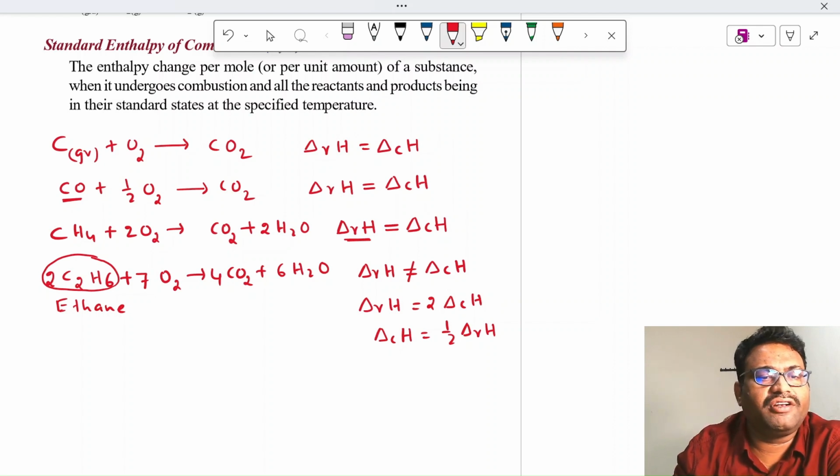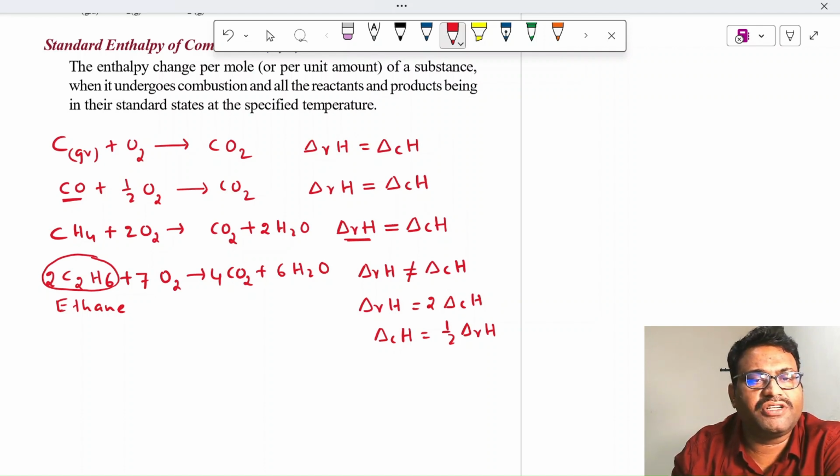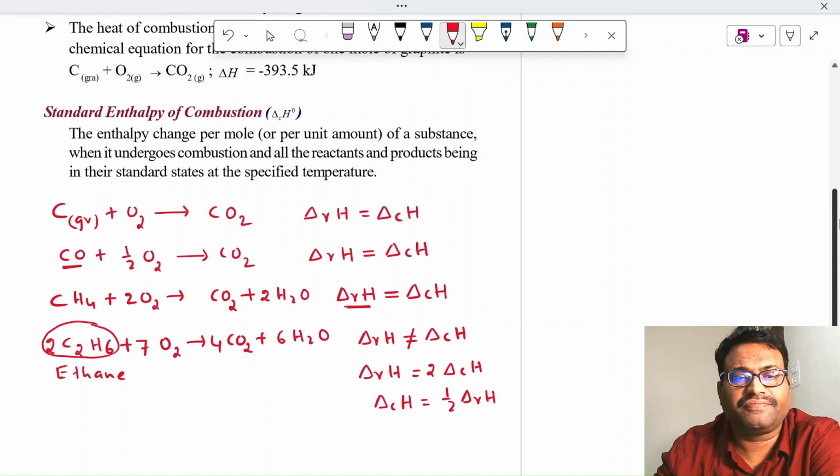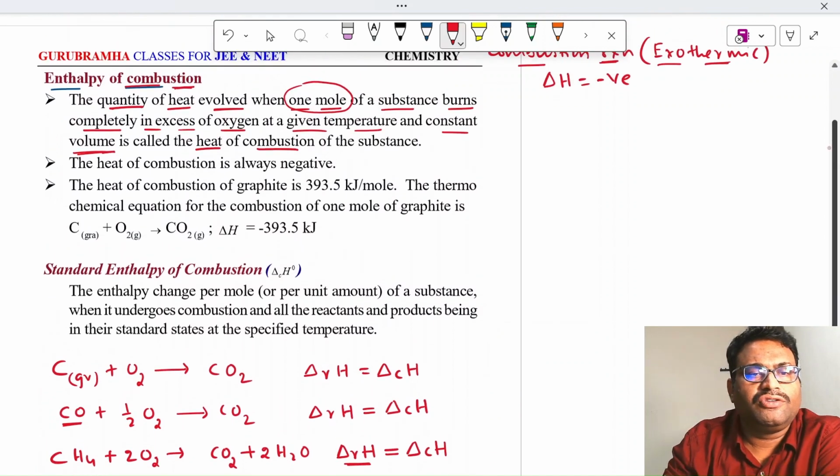So always when you are calculating or studying regarding the enthalpy of combustion, we have to see that only 1 mole of the substance is combusted. Okay. So the quantity of heat evolved when 1 mole of substance burns completely. You have to see that completely it has to burn.